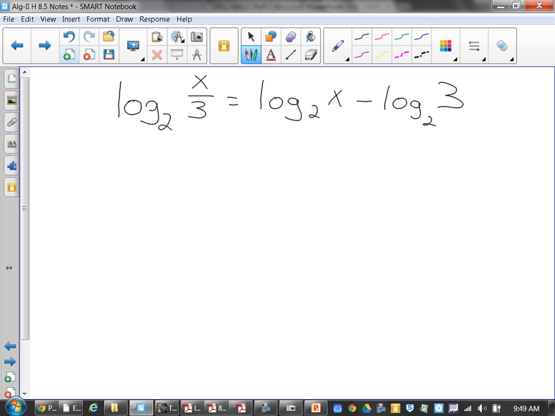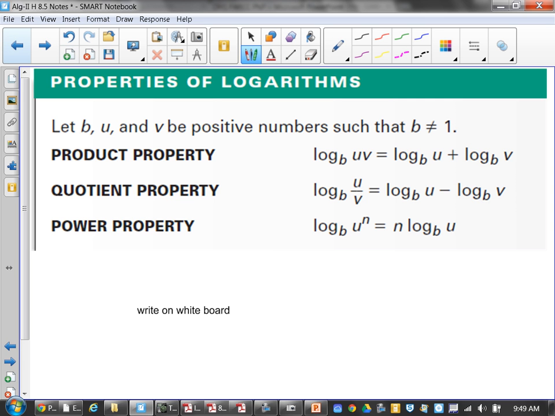And then the last one is called, I think it was called the power one, I believe? Yeah. The power property. What happens here is if you have the log base b of u to the nth power, what you do is you take that nth power and put it in front of the log when you go to rewrite it. So this becomes n times the log base b of u. Okay. And these come into play when you're simplifying out a lot of stuff. It just takes a minute or two to get accustomed to it.